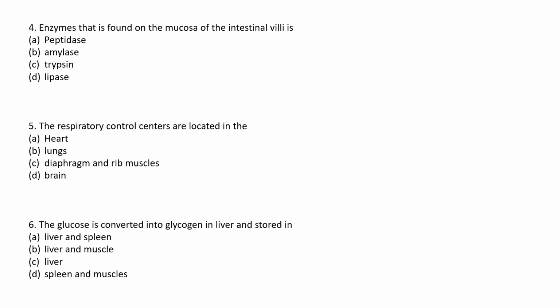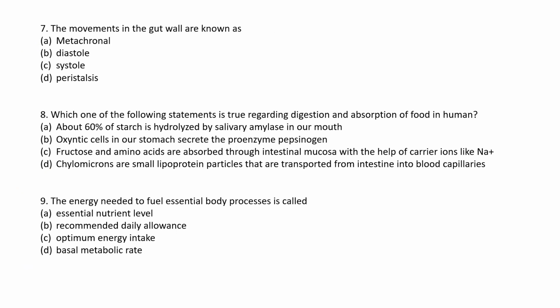The enzyme that is found on the mucosa of the intestinal villi is option A. The respiratory control center is located in the brain, option D. Glucose is converted into glycogen in the liver and stored in the liver, option C. The movement in the gut wall is known as peristaltic, option D. Which one of the following is true regarding digestion and absorption of food in humans?